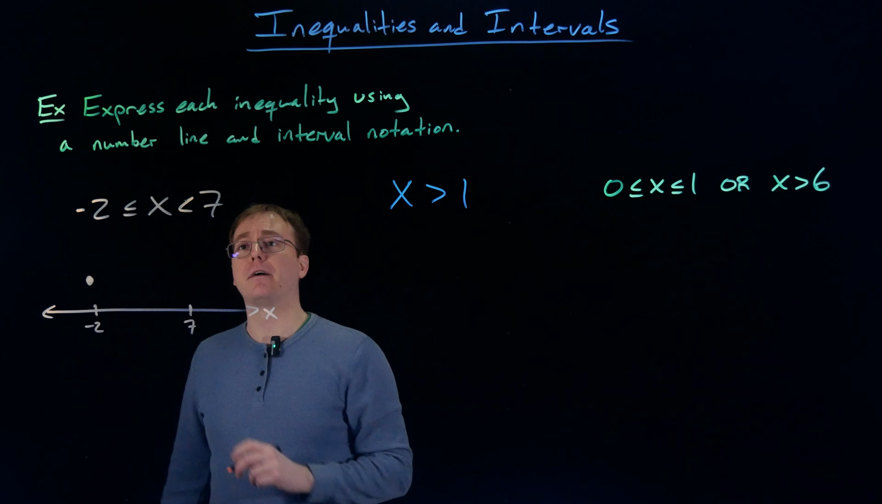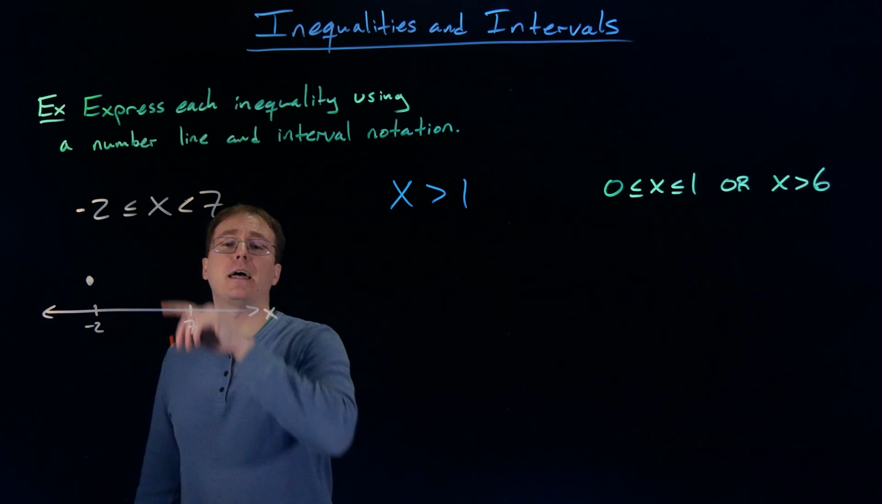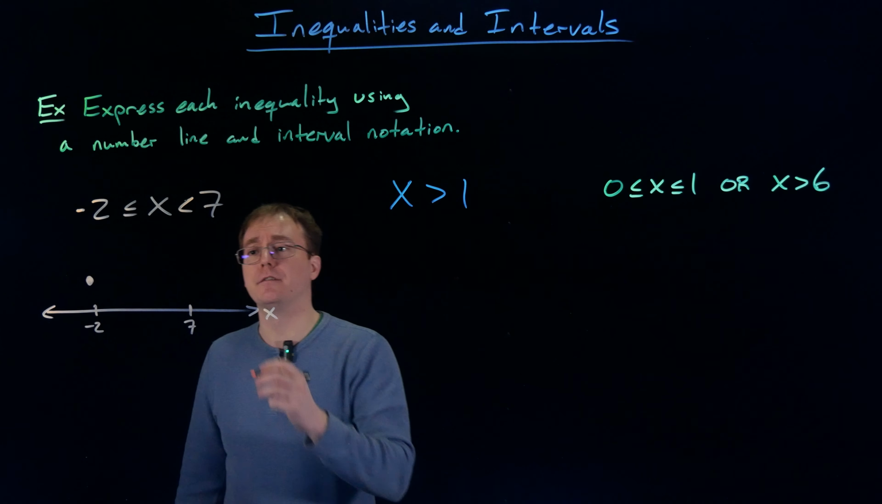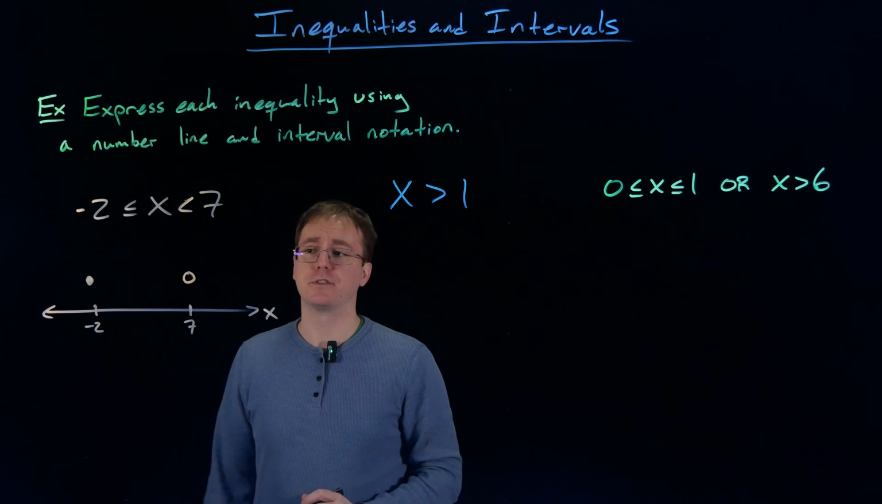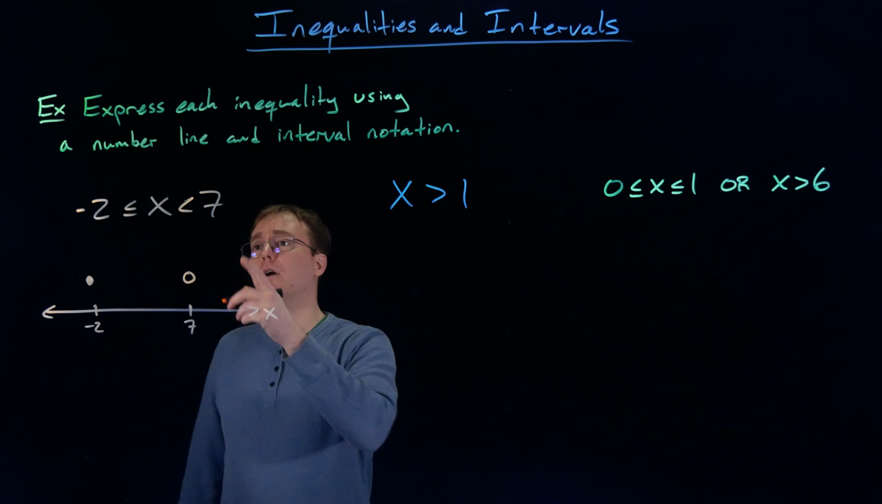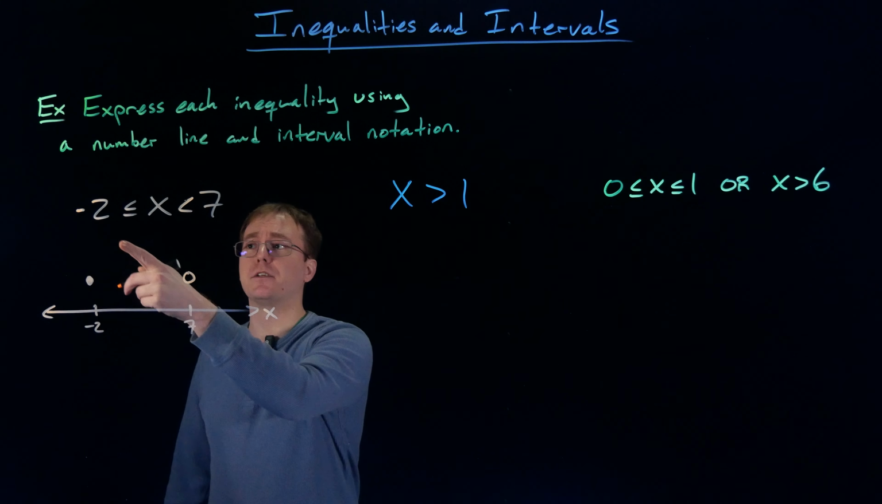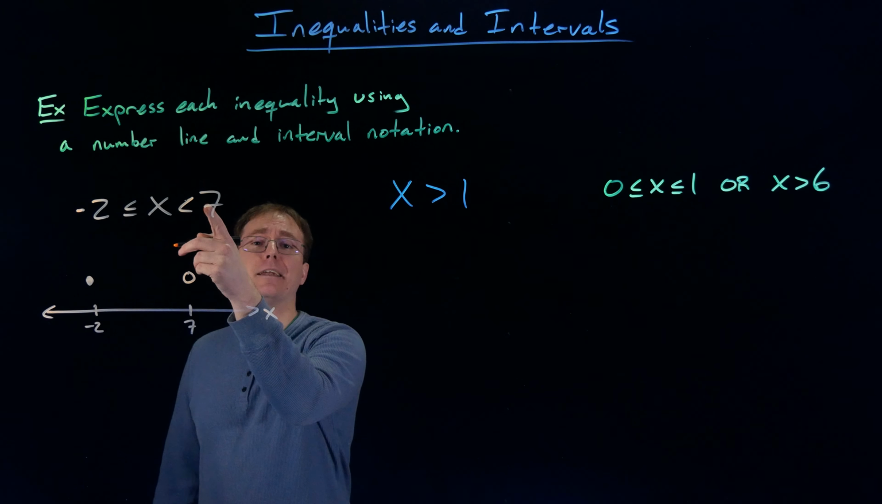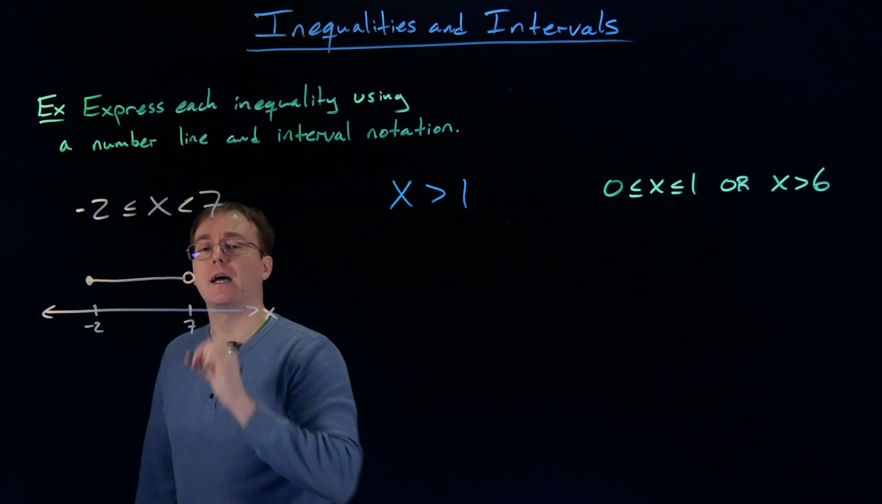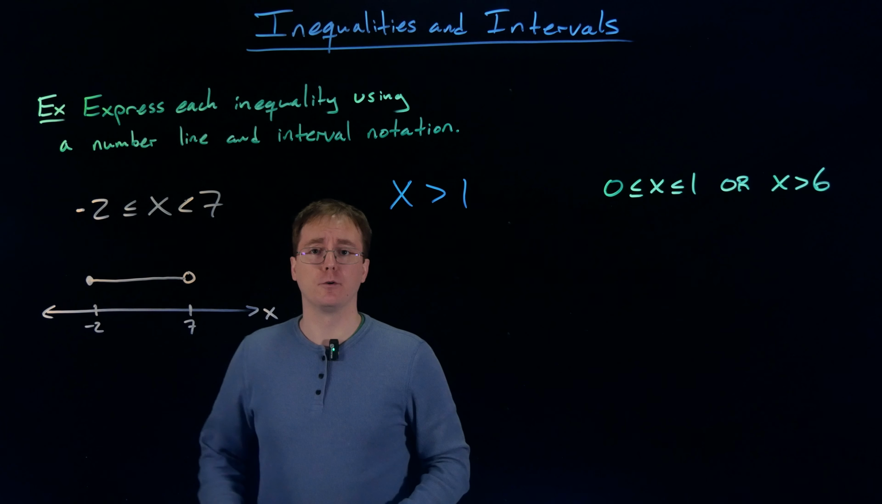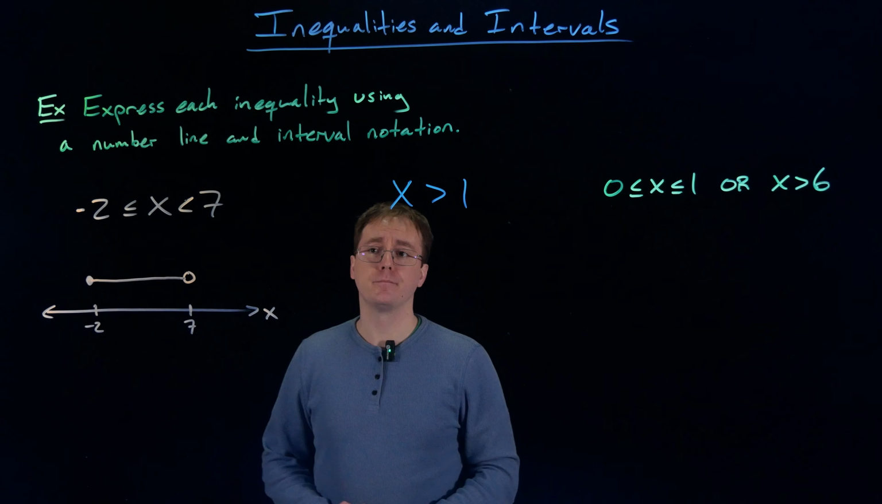And then the other endpoint of our interval is +7. That inequality is not inclusive, so we're going to use an open circle for that value at x equals 7. And so now this interval is all the x values bigger than -2 and less than +7. And so if we connect our two endpoints, we have expressed our interval using the number line.